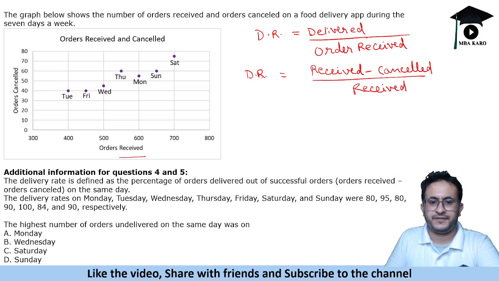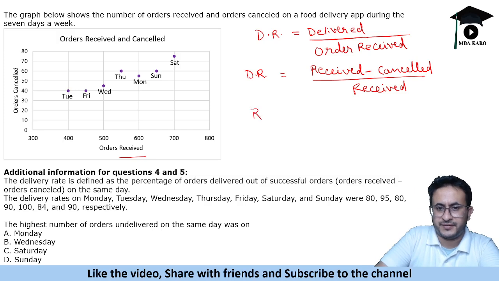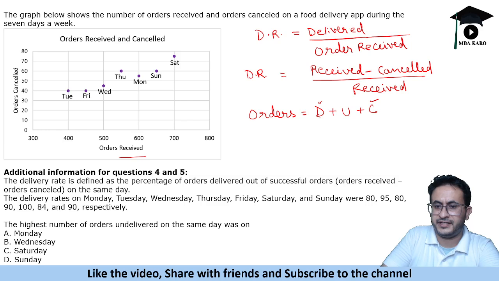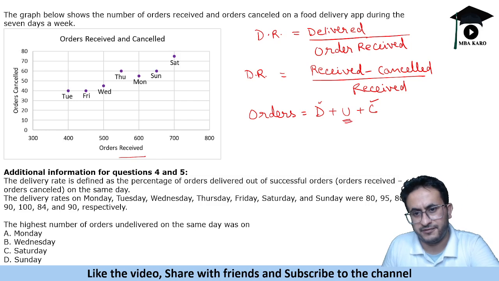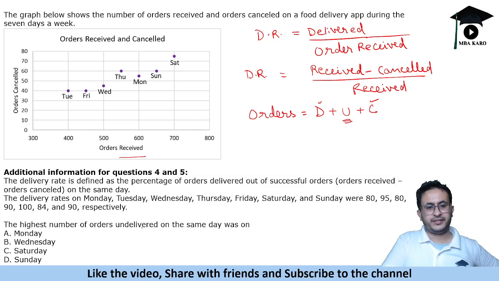Okay, and so there will be some orders. When you receive orders, there are 3 categories, right? The orders can be categorized into 3 categories. One is delivered, one is undelivered, one is cancelled. Cancelled is given to us. Using the delivery rate we can find delivered, and the remaining is undelivered. Okay, so what we need to find is undelivered, and the highest number of undelivered on the same day was on which day.